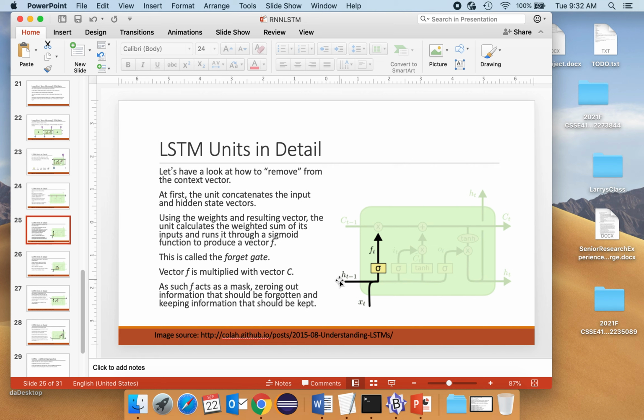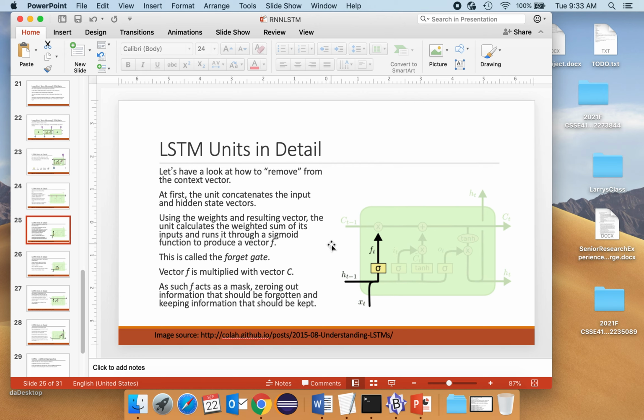What we do over here, as we have seen, is take the prior state and the input and concatenate them. So we have a vector that's twice as long. But we do our usual thing. We produce the weighted sum of inputs, and we run it through a sigmoid function. As you know, the sigmoid function produces an output between 0 and 1. And so that's what this vector is here. It's a 0 and 1 vector. The interesting thing is how we treat this vector. We treat it like a mask.